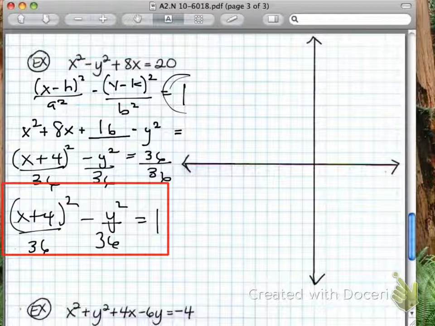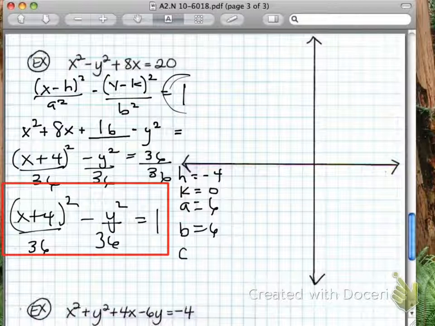X is going to be first, just like Brandon pointed out earlier, because you do have that negative that keeps you in your right order. Most of the time it's going to work out that way, you just have to be careful. So A is 6, B is 6. What else do we need to know? Center, or H and K. H is negative 4, K is 0. That allows us to find our center at negative 4, 0. I'm going to plot that real quick, negative 4 over, 0 up.